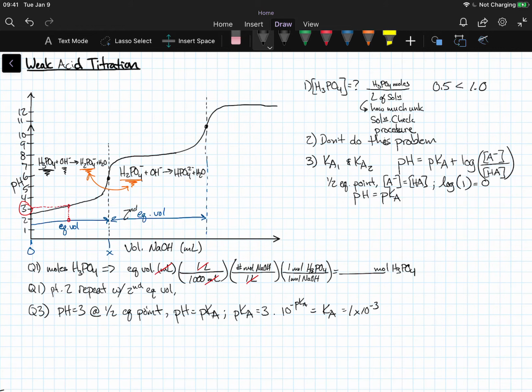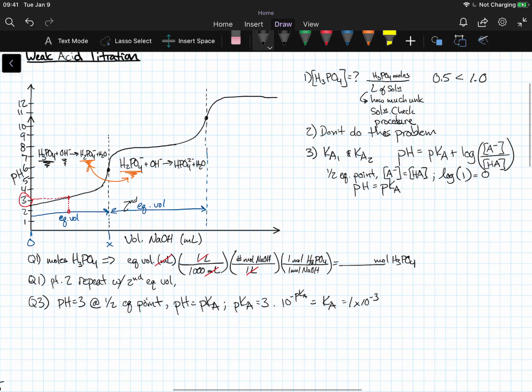Again, you want to do this with your own data. I get 1 times 10 to the negative third, which is in the same ballpark as the actual literature value of the Ka. So not bad on the estimation part. Again, you want to use your own data to see what you actually get.